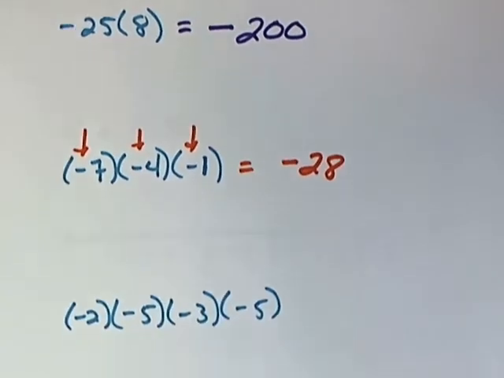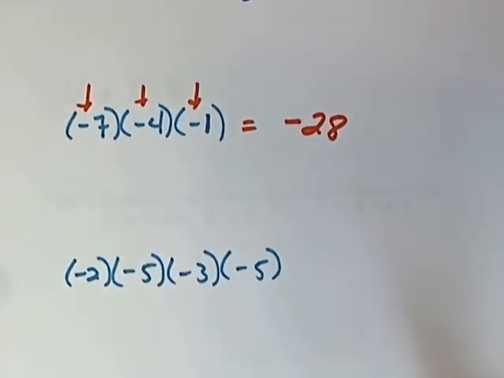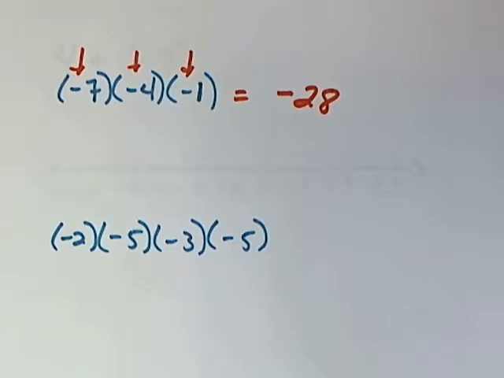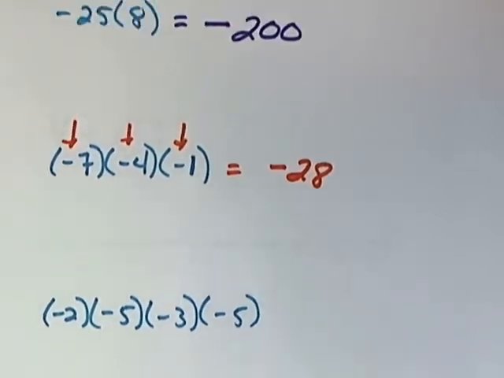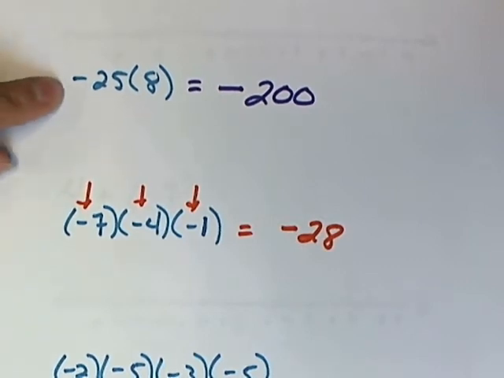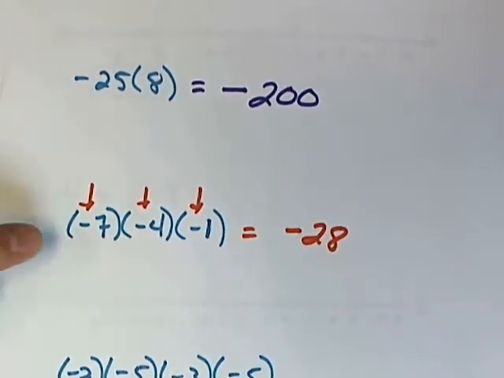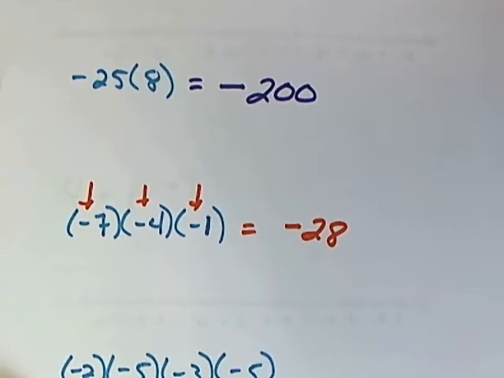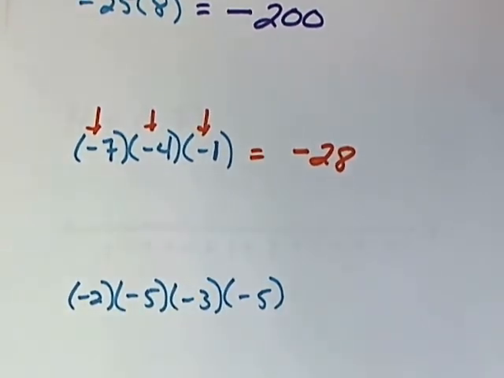We can do the exact same thing for this other example and say, okay, what if I had negative 2 times negative 5 times negative 3 times negative 5? Once again, we're putting the numbers in parentheses to indicate multiplication. Now you may have noticed that in this first one up here, I didn't put the negative 25 in parentheses, but I am putting the negative 7, and in this new example, the negative 2, that leading number, in parentheses. It doesn't matter, you can put it in parentheses or you don't have to.